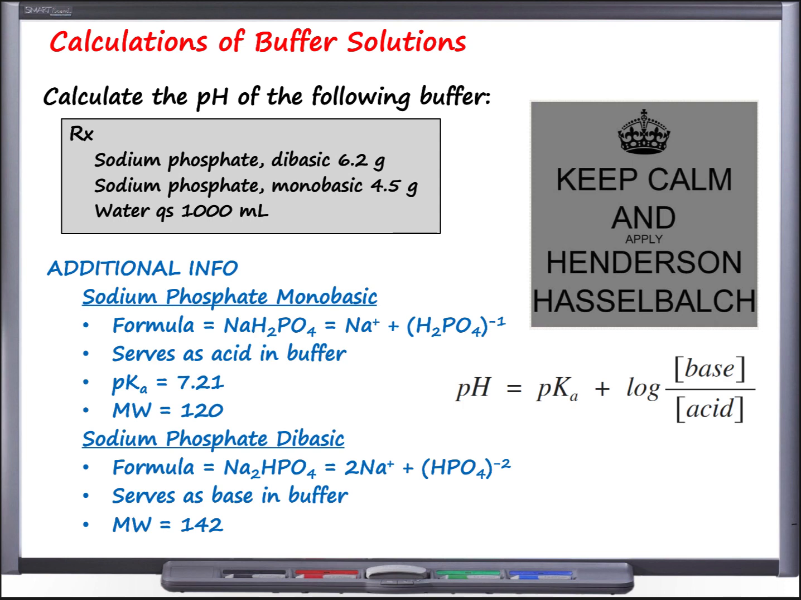The dibasic will serve as the base, and that's because the dibasic is the one with the more negative valence, the -2, the one that can more readily accept a hydrogen ion. So monobasic is the acid, dibasic is the base in our buffer system. Having said that, looking at that formula, what we have to do now is determine the relative concentrations of both our acid and the base.